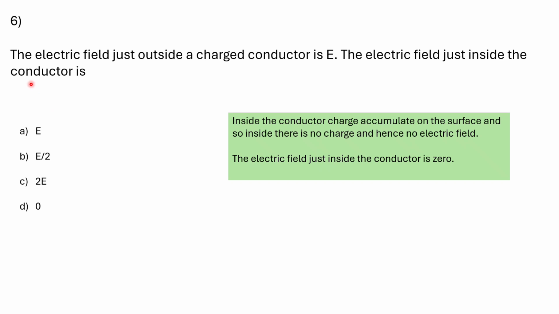Then the electric field just outside a charged conductor is A. The electric field just inside the conductor is, as we know that electric field inside a conductor is always zero as charge enclosed is zero. So your option D, equals to zero, is the right answer.